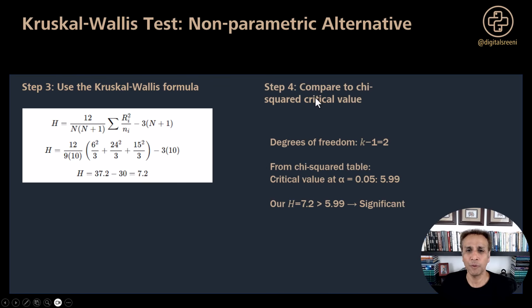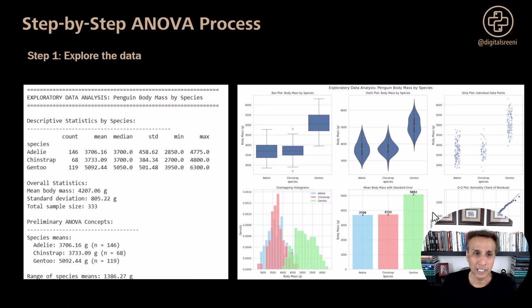Step 4 is to compare to the chi-squared critical value. We have degrees of freedom right there. From the chi-squared table, again, the critical value at alpha 0.05 is 5.99. Again, another table, it's 5.99. We got a value of 7.2, and H is greater than that, which means there is a significant difference. And there you go.